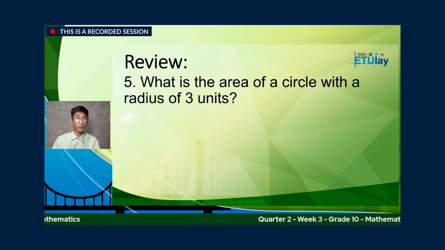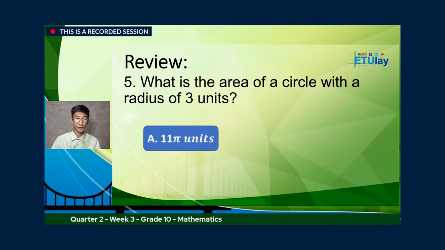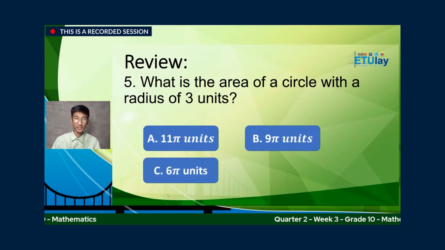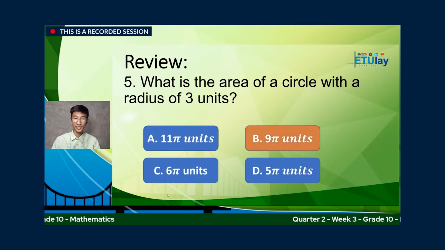For number 5, what is the area of a circle with a radius of 3 units? A, 11 pi units, B, 9 pi units, or C, 6 pi units, o baka naman D ang sagot ninyo, 5 pi units. If your answer is B, tama! Napakahusay talaga ng mga grade 10 learners natin.